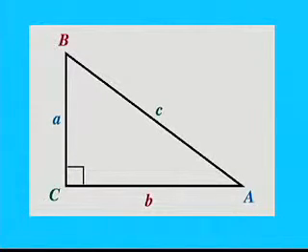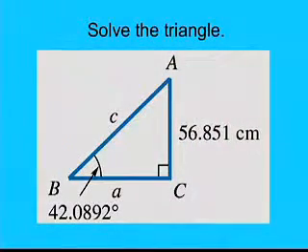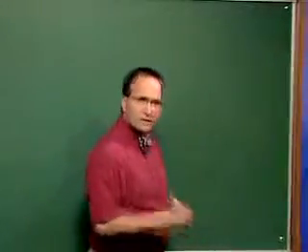All right, let's do an example where we find the sides and angles of a triangle. We have a triangle in which we are given that angle B is 42.0892 degrees, and side B, which of course is the side opposite angle B, is equal to 56.851 centimeters. Let me draw that triangle on the board so that we can work with it.